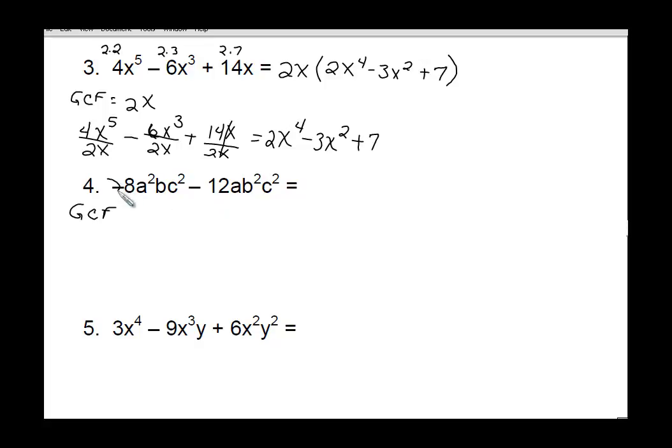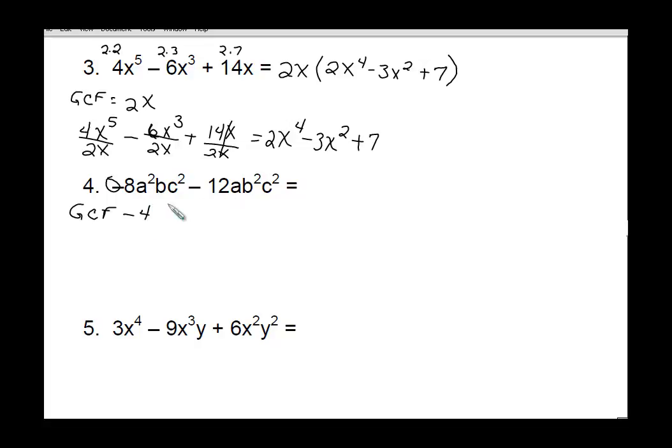Now this negative right here, we usually want to factor out a negative if our first term is negative. That way we always have a first term that's positive. So it doesn't so much matter what the second sign is, but if the first sign is negative, factor out a negative. So we're going to factor out a negative 4.